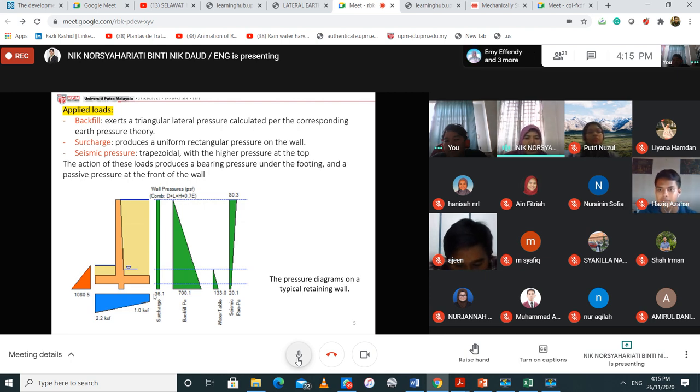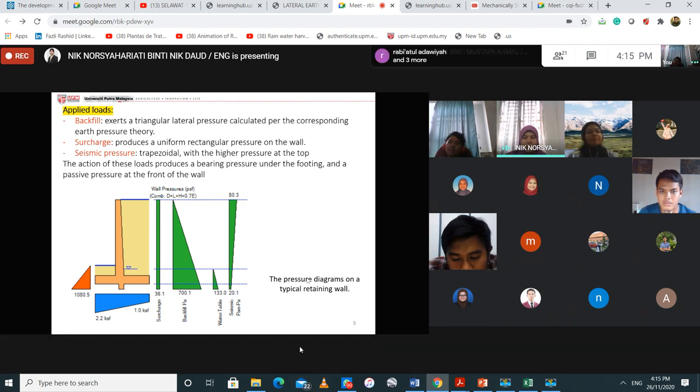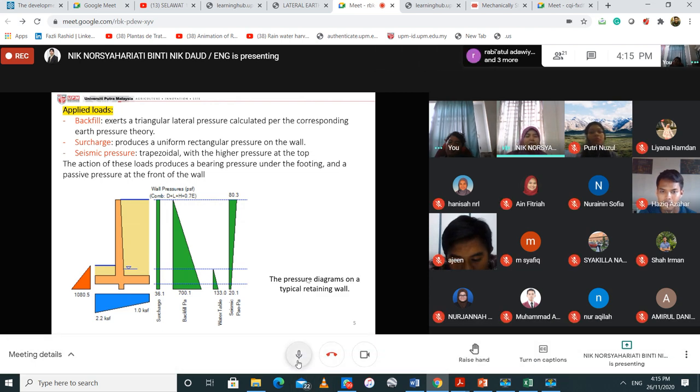Then the seismic pressure is newly included recently, but hopefully you won't have to consider it drastically. But who knows, suddenly you have to build a retaining wall in Ranau. So you have seismic pressure here, and you need to draw it like this, a backward triangle. Okay, so all of this, including the water table here.